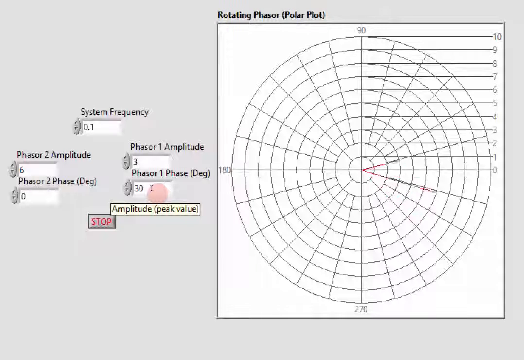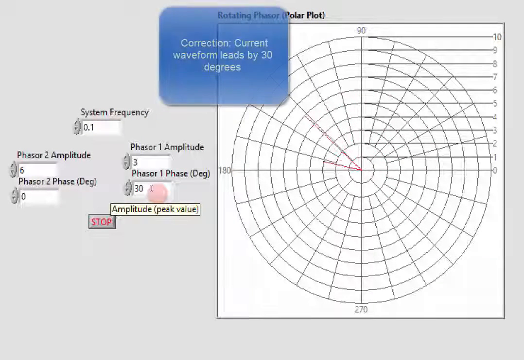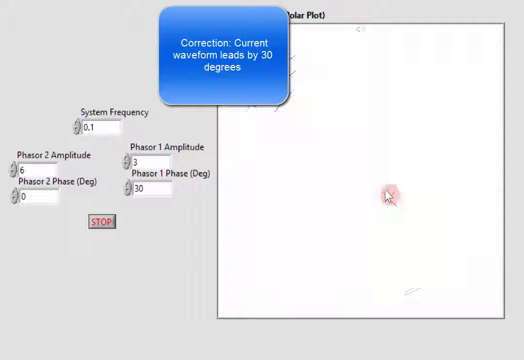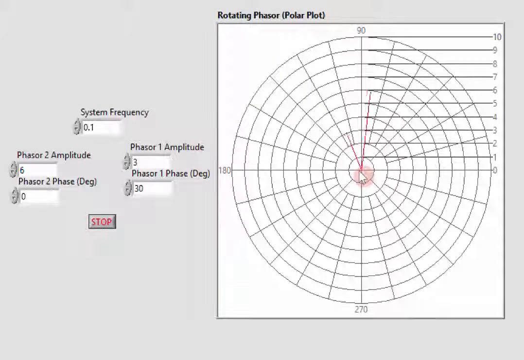We might say that the voltage waveform here is leading by 30 degrees. We can see that it's out in front of the voltage waveform here. So we'll say phasor 2 is a voltage and phasor 1 is a current. Right now we've got a current that's leading a voltage by 30 degrees. Well, what if the current was leading the voltage by 60 degrees? We can just update that.